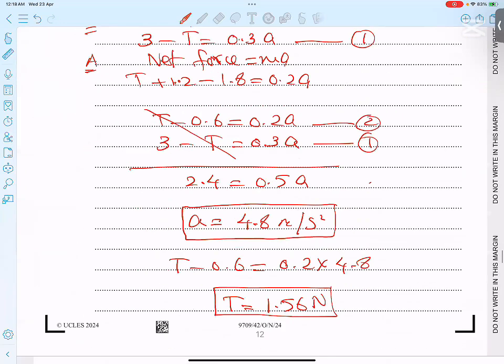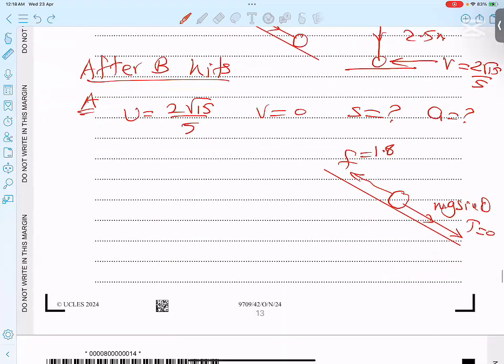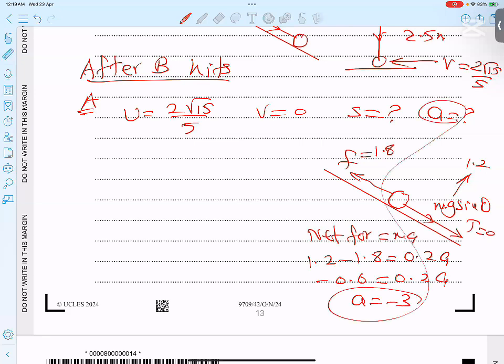So basically, we have our 1.2 and 1.8. So I'm going to show you. So this is basically 1.2, and this is 1.8. So net force is equal to MA. So 1.2 minus 1.8 is equal to 0.2A. This is becoming negative 0.6. It divides, I got a negative 3. So alhamdulillah, I got it.